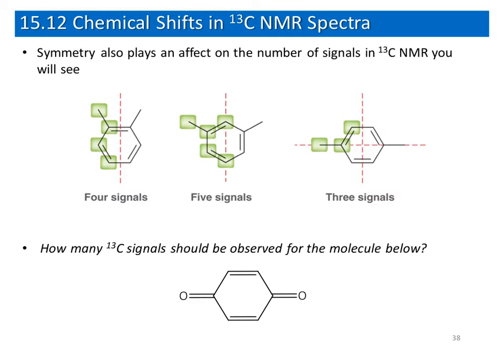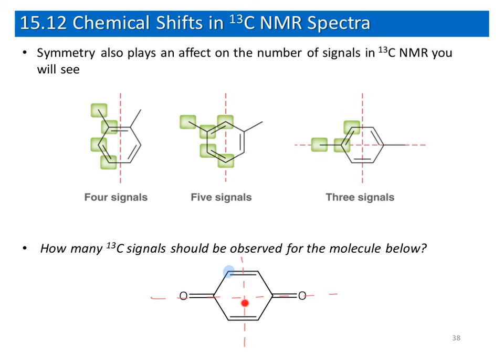Now let's look at this example and decide how many signals you can see in carbon NMR for this structure. So the first step is to decide whether we have symmetry here or not. Yes, we do have a symmetry here. So we have 1 plane of symmetry right here, and we have another plane of symmetry right here. So with this plane of symmetry, this carbon is exactly the same as this one. So we are going to see 1 signal for both of them. So that gives us 1 signal.